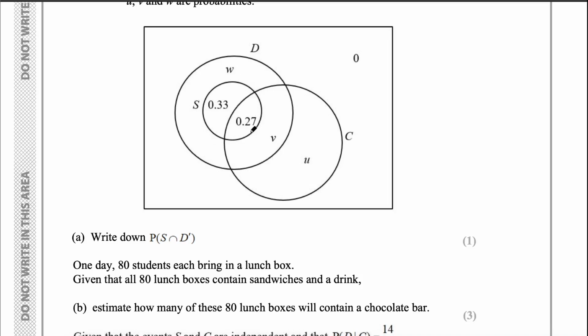So 0.33 plus 0.27, that's 0.6. So there's a 0.6 chance of getting a sandwich and a drink, because these are the probabilities we're working with. Just because we get all of the lunchboxes having those things doesn't change that initial probability.